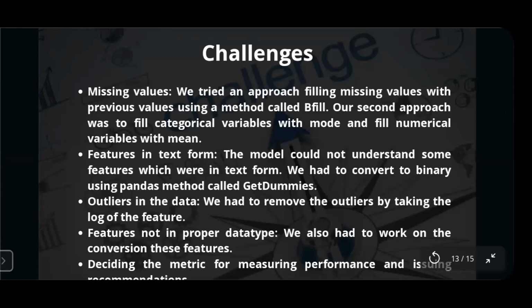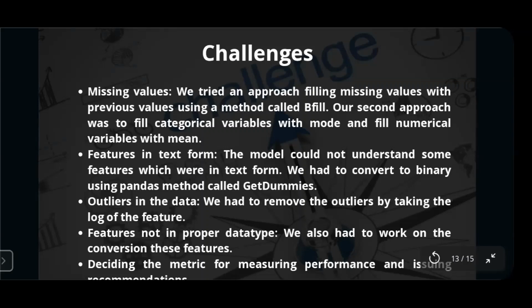Basically, just to reiterate the challenges we had: most of the challenges came with preprocessing, where we had missing values, and we used different approaches to fill them. Some of them we filled with BFill, and some with the mean for numerical values, while categorical values were filled with the mode and BFill. Some features were in text form, that's the categorical variables, and those couldn't go into our model. So to handle that, we had to use get_dummies from pandas to one-hot encode that data.